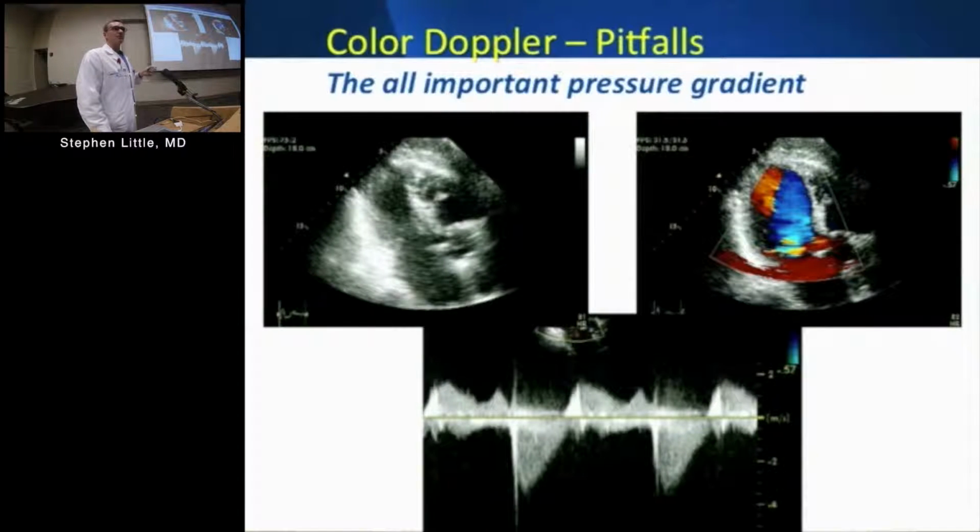So that's effectively one large chamber with blood sloshing back and forth, very low velocity gradient between the chambers, therefore very low, very unimpressive color Doppler depiction. So color Doppler is just a velocity map, and there's situations where there may not be much velocity.